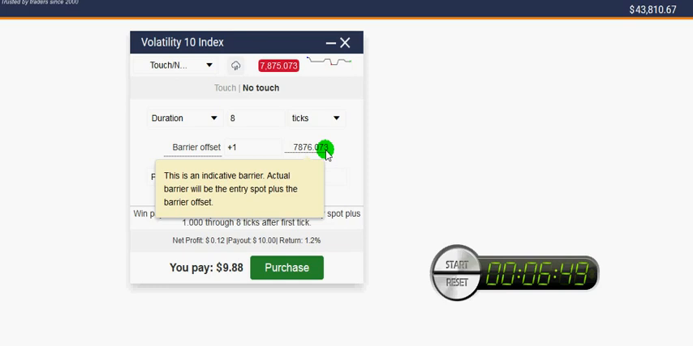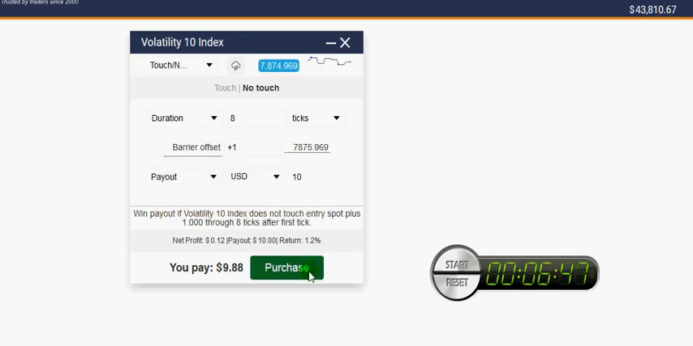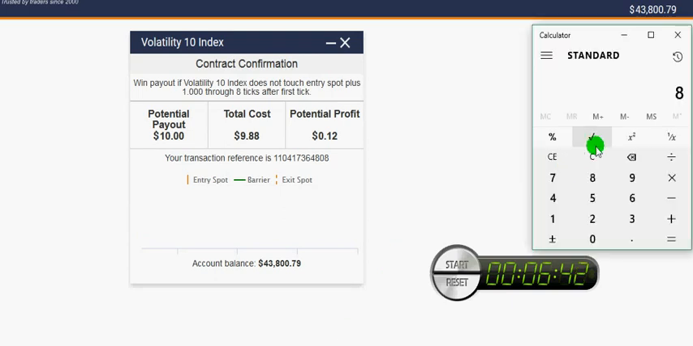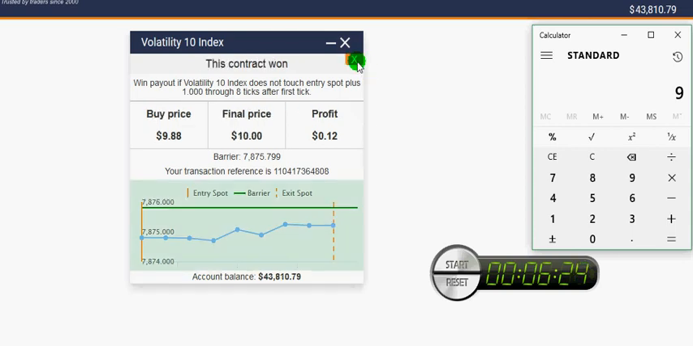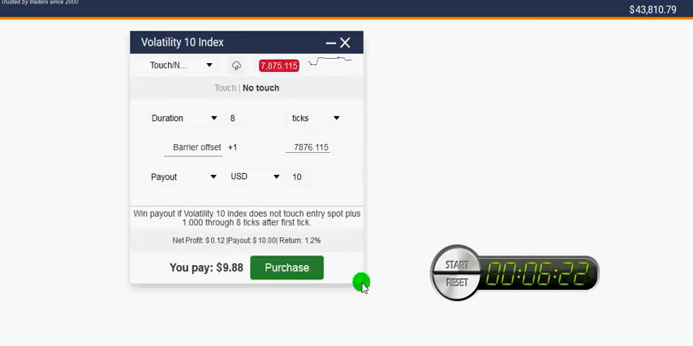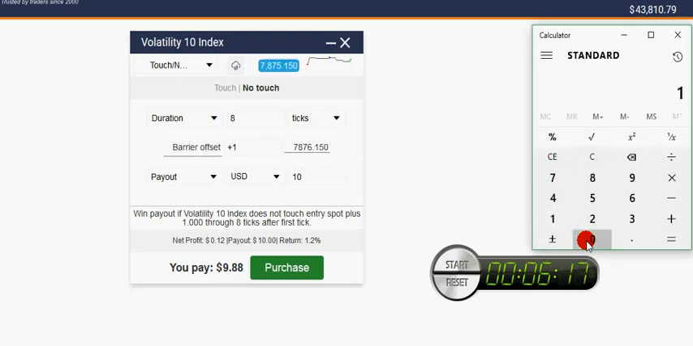So 073. You can click on purchase, or you can wait again for it to change. 055, we click on purchase. So that's the eighth trade. After this we go for the ninth trade. Okay, so we won the eighth trade, we are going for the ninth trade. So after the ninth trade we go for the last trade.